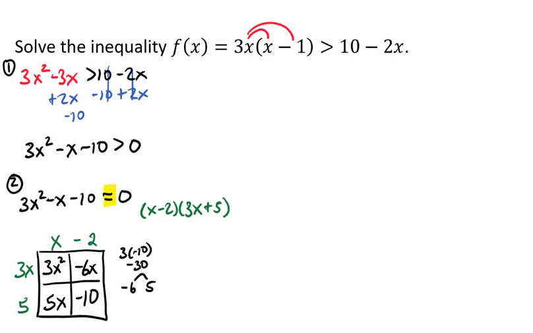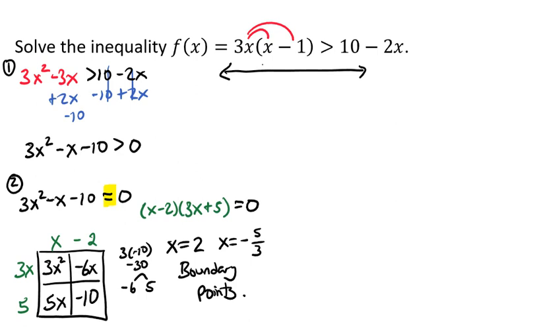And we're going to have that again set equal to 0. So I'm going to see that I'm going to have boundary points of 2 and negative 5/3. So these are my boundary points. So if I was looking at it on a number line, here's my negative 5/3 and here's 2, right? So those are my boundary points. So something is happening here and something is happening here and something is happening here.